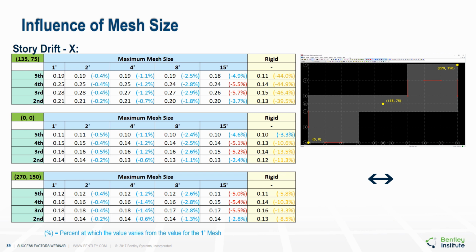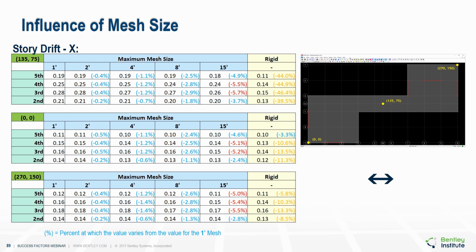So for example, if we look at the drift at the center of the structure there at 135 feet and 75 feet, we look at the drift at the 5th floor. For the 1-foot mesh, the drift is 0.19 inches. For the 2-foot mesh, the drift is 0.19 inches. And for the 15-foot mesh, the drift is 0.18 inches. And the difference there is it's 4.9% less than the 1-foot mesh. So that's how you read this chart.